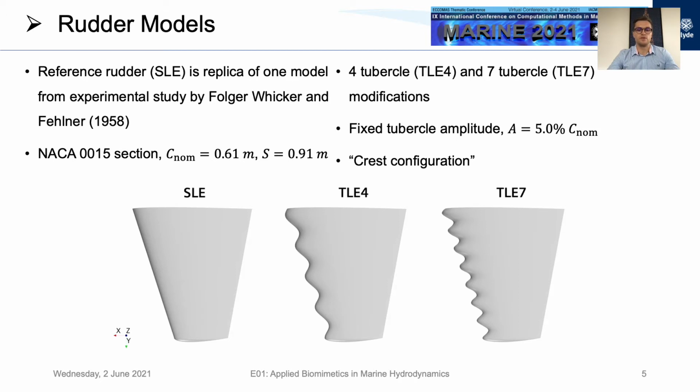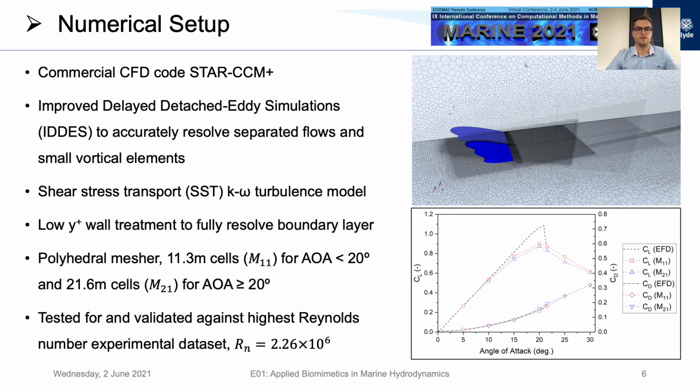Then I modeled two sinusoidal tubercle leading edge modifications with 4 and 7 tubercles, which will be referred to as TLE4 and TLE7 respectively. Both TLE rudders had a fixed tubercle amplitude of 5% nominal chord length. They were designed in a crest configuration, meaning that the last tubercle at the tip terminates on a crest. This way, the last tubercle vortex generated is of counter-rotating orientation to the tip vortex and may have potential cancellation effects. The 3 rudders were analyzed using detached eddy simulations in the computational fluid dynamics solver Star-CCM+.